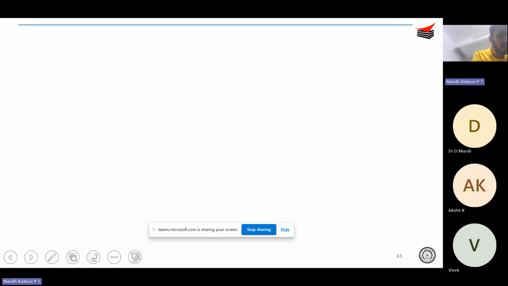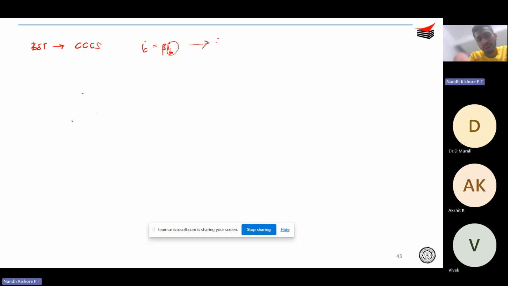So you know that a BJT is basically like a current controlled current source, that is IC is equal to beta times IB in the saturation region. So a collector current can flow if and only if there is an IB. The moment you withdraw IB, the BJT will turn off. It cannot maintain the collector current, right? And so that's why you need a constant current source at the base.